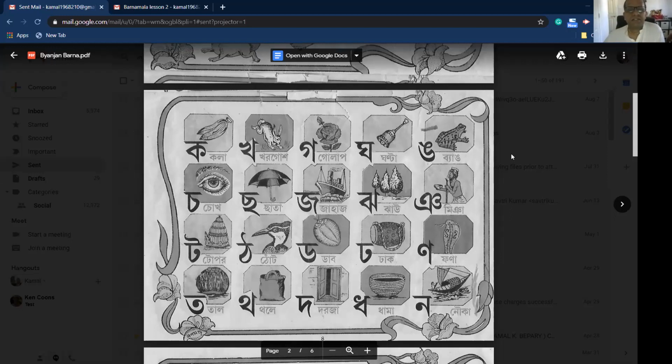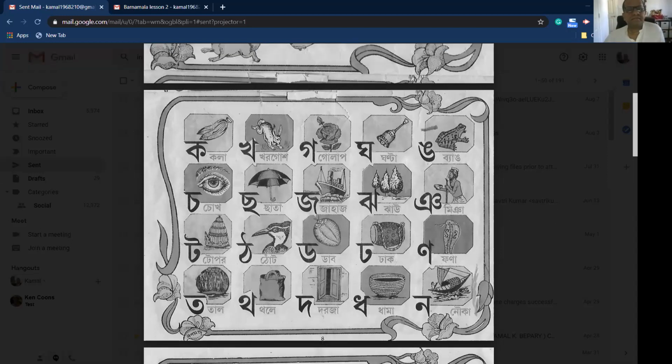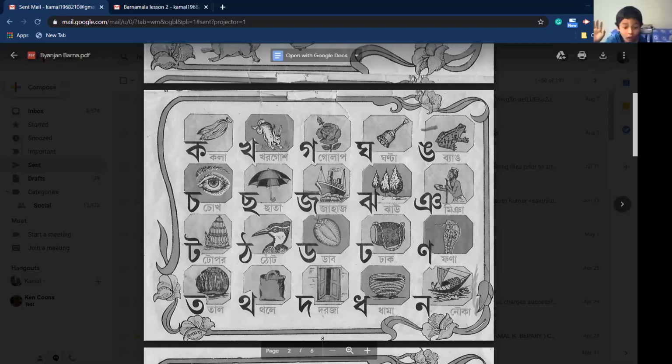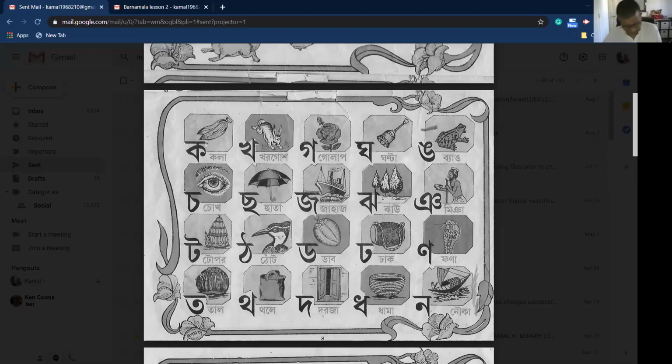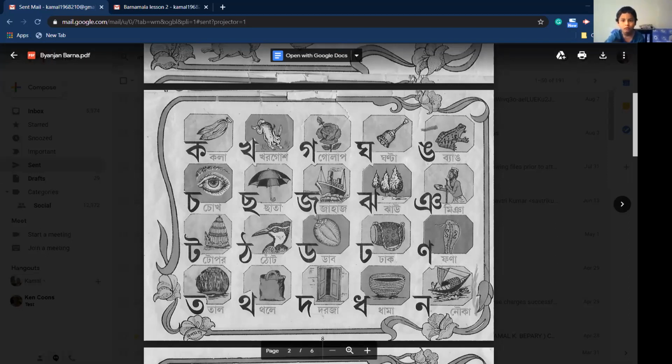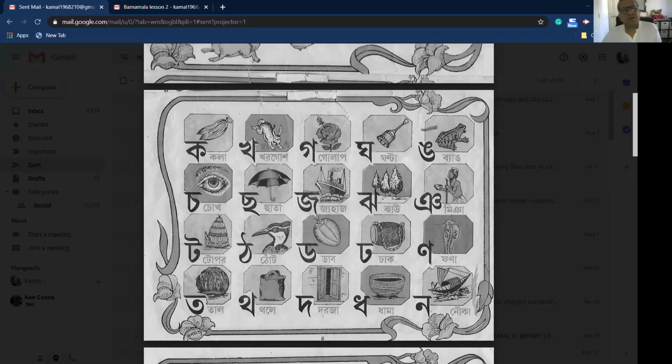So now let me ask anybody in the group to tell the name just by looking at the picture. What is this in the picture? First one. Govinda? Anybody can say in English? What is it? Kola. Bengali kola. Okay, this one, second one.